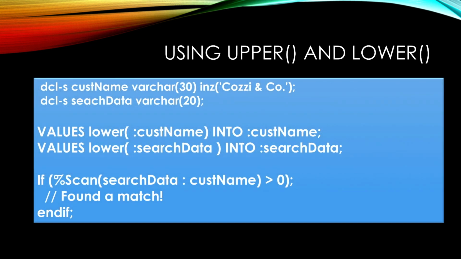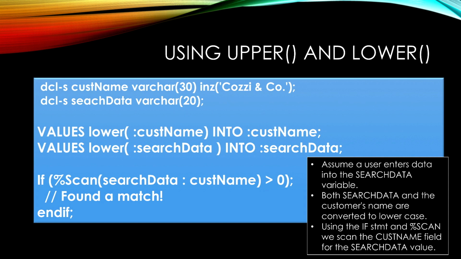We have 2 variables, customer name and search data. Let's assume a user enters data into an application somehow, whether it's a parameter or a green screen or a web interface, and the data that they want to type in and search for is stored in the search data variable. To do a scan of the customer name field to see if whatever the user typed into search data is contained in there, we want to do a case-insensitive scan. Well, there is no %SCANI in RPG. So what we do is we use the VALUES SQL statement, wrap the customer name and the search data in the LOWER function, and then copy it to itself using the INTO clause. So VALUES LOWER(custName) INTO custName, etc.